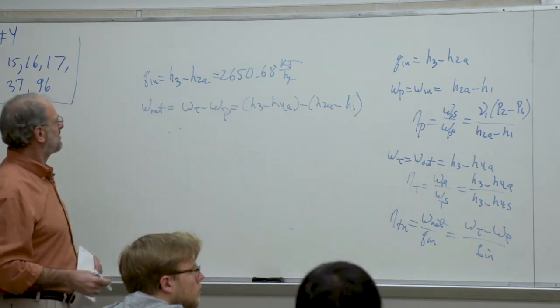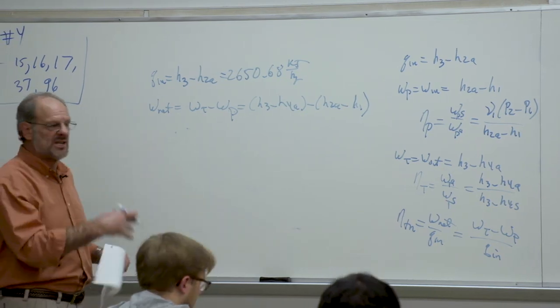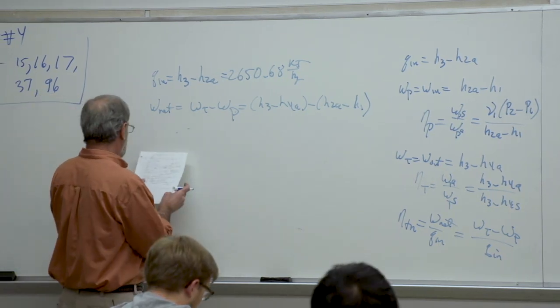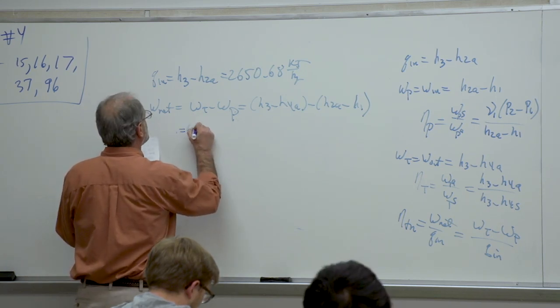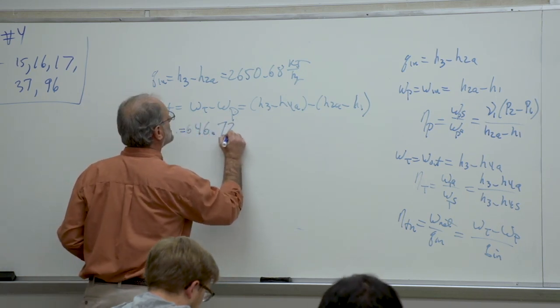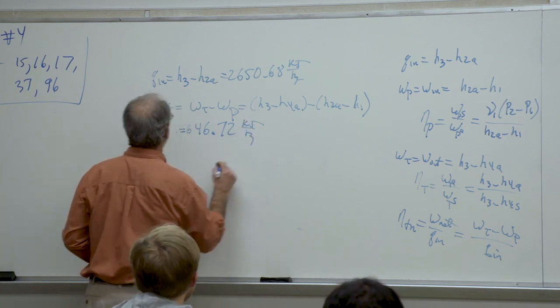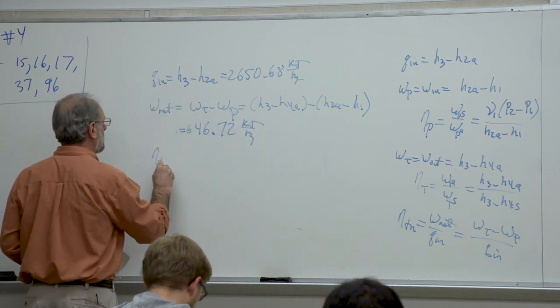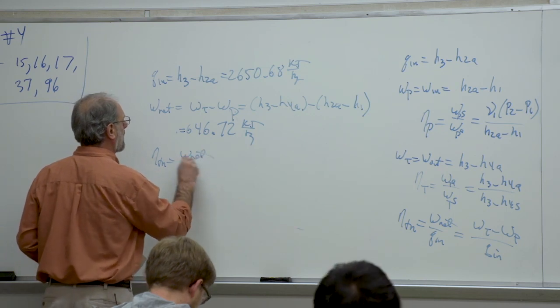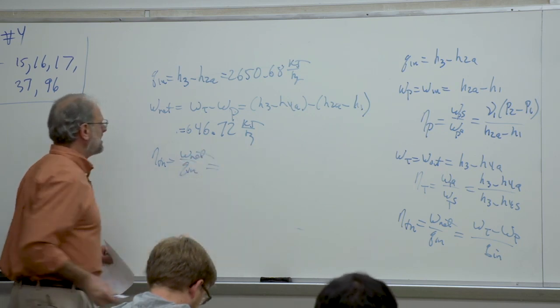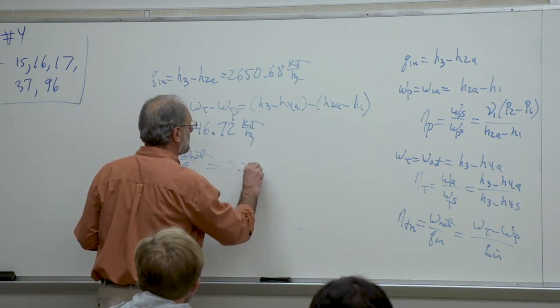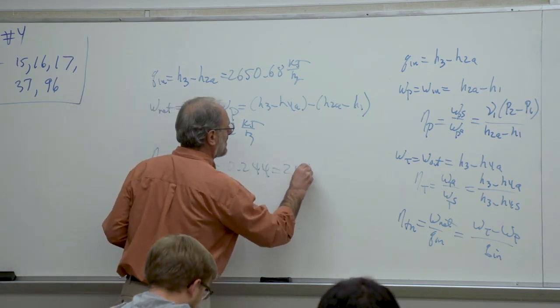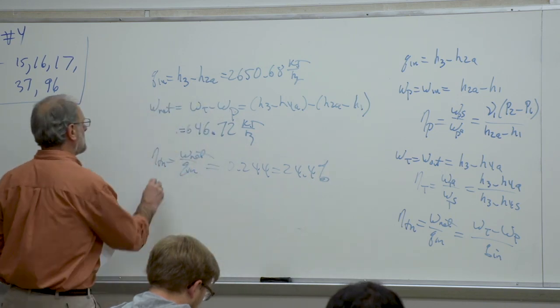Again, we have all this enthalpy data. H1 and H3 are identical to the first time we did this problem. So the net work then becomes 646.72 kilojoules per kilogram. And the thermal efficiency then is just the ratio of the above. So we get 0.244, or 24.4%.